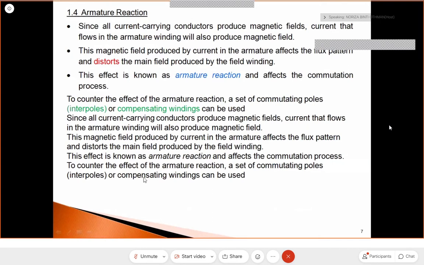So ini macam mana operation of the DC. Since all current carrying conductors produce magnetic field, current that flows in the armature winding will also produce magnetic field. Magnetic field produced by current in the armature will affect the flux pattern and distort the main flux produced. Okay, ini tak ada, you just baca sajalah.